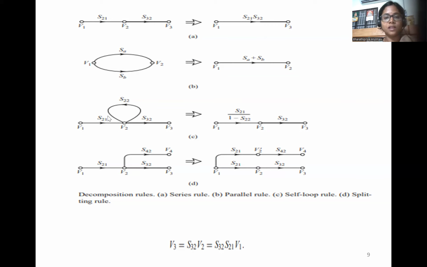Next one is the self loop, which consists of many nodes and branches. The circuit can be replaced by this. And the last one is the splitting rule, which has the common point here, V2. So this can be split like this.